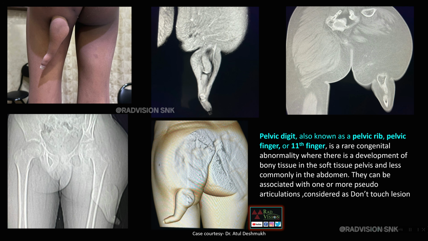Pelvic digit, or pelvic rib, or pelvic finger, or 11th finger, is a rare congenital abnormality where there is development of bony tissue in the soft tissue of the pelvis and less commonly in the abdomen, and there can be one or more associated pseudoarticulations like this. In this case we can see there may be pseudoarticulation with the pelvic bones or with the joints, and this is also considered a don't-touch lesion. Thanks to Dr. Atul Deshmukh for contributing this case.